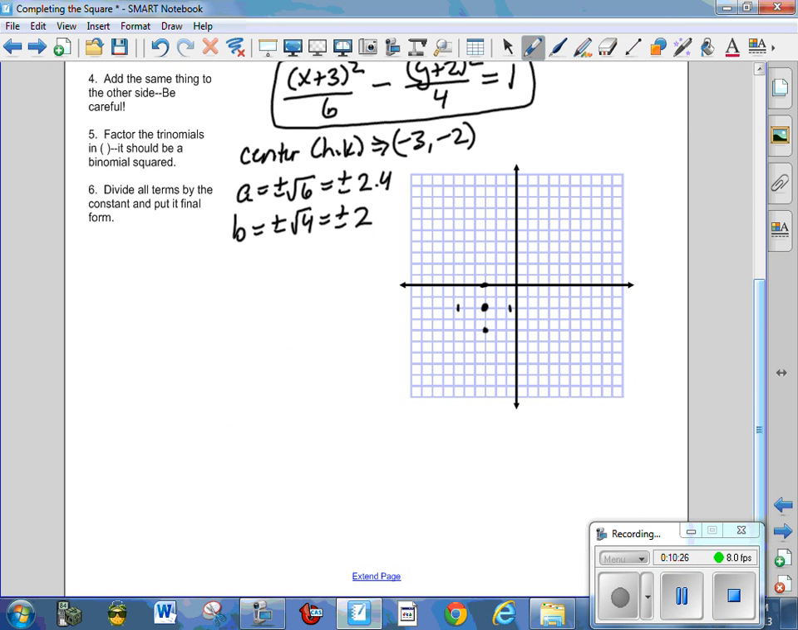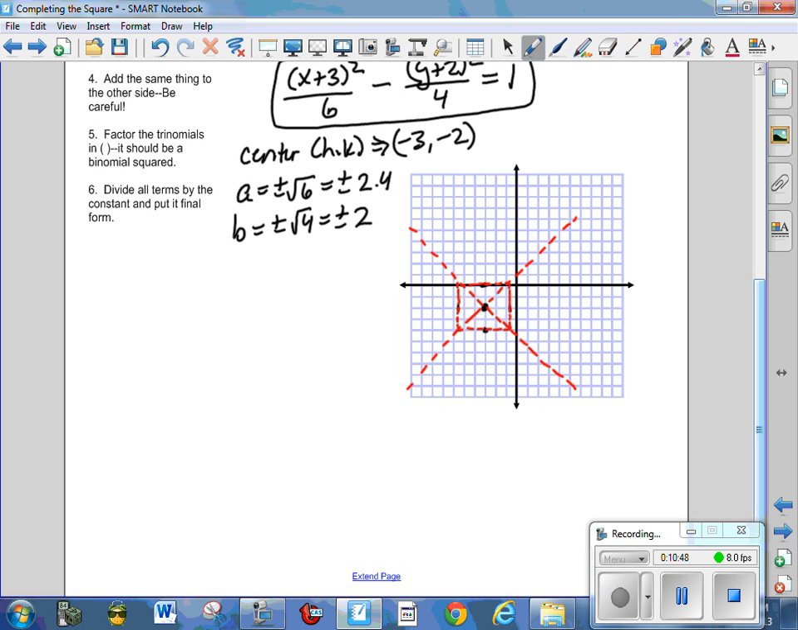So I'm going to draw the box just kind of in red here because it's not actually part of the hyperbola. It's just a framework for the hyperbola. Then I'm going to draw in my asymptotes, which cut diagonally through the box. And then there's just two more things. Which direction does it open and where are the foci?